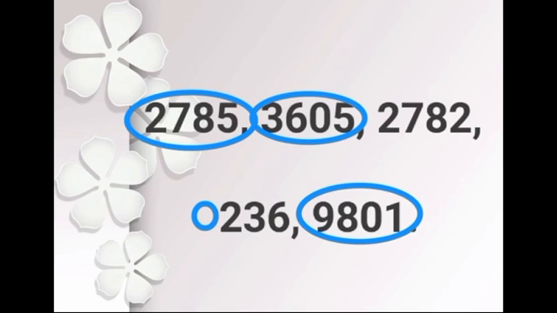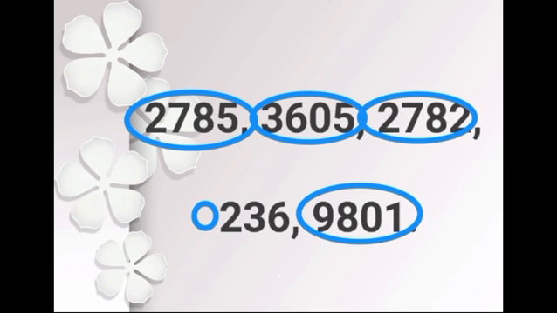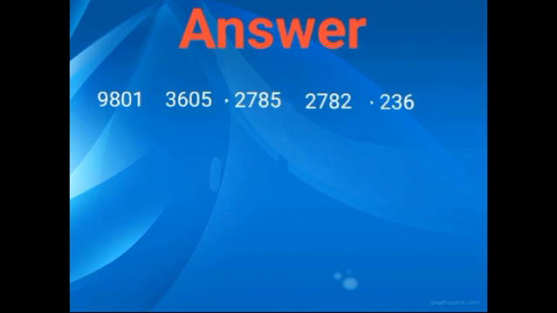Next, we compare the remaining 2 numbers. Dears, which is the bigger number in the thousands place? Yes, 2. So, the fourth number is 2782. And the number which is left? Yes, 236. So, the last number is 236.